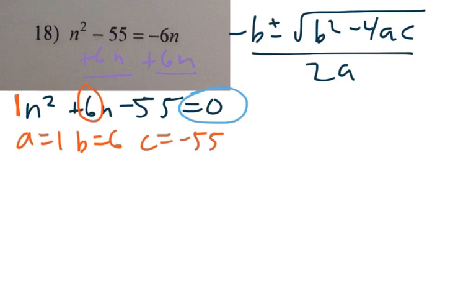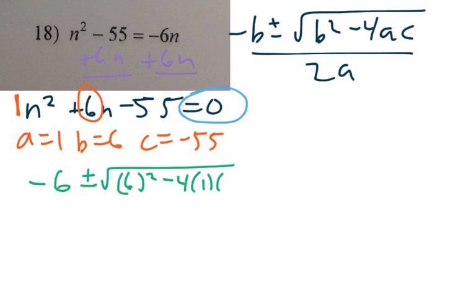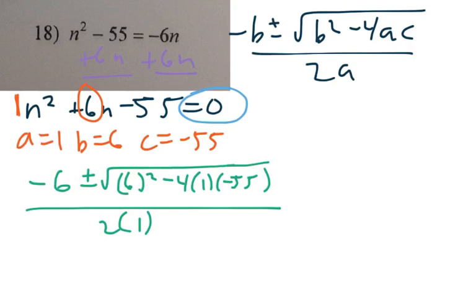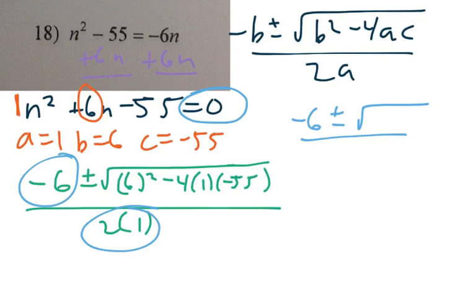So here we go. I'm going to take the negative of the b, which was 6, plus or minus the square root of 6 squared minus 4 times a times c, which was negative 55. Please again watch your negatives. All over 2 times a, and a is 1. Now it's just a matter of cleaning up our math here. Does everybody agree? Of course, I already have negative 6 plus or minus the square root, and I already know 2 times 1 is 2.